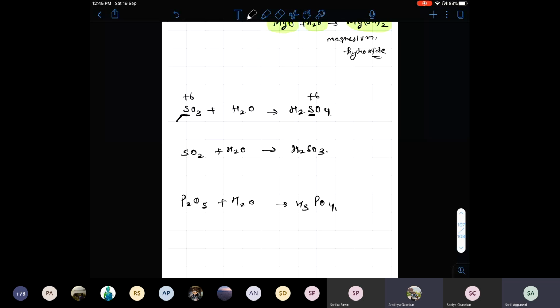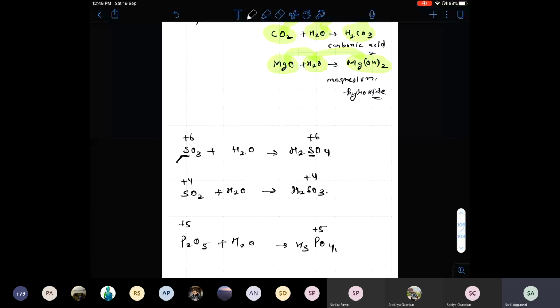I thought you were talking about SO2. Okay. Just check it and let me know. Any doubt about SO2, H2SO3, P2O5, H3PO4? Could you please explain how you found the oxidation state for H2SO4?